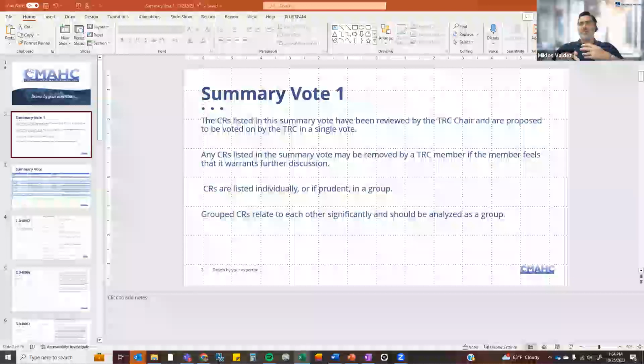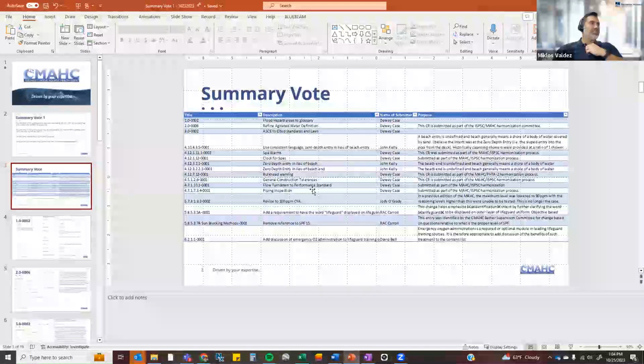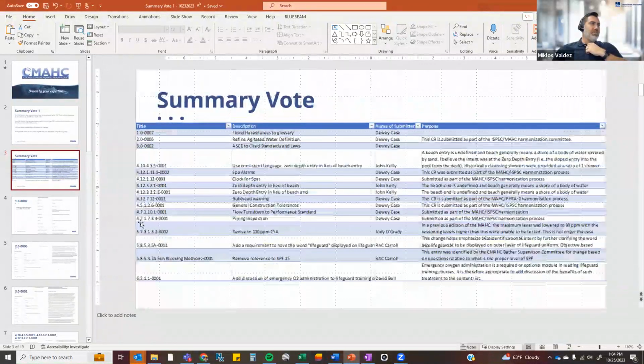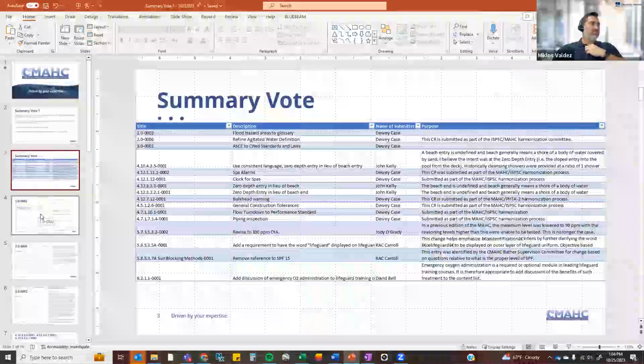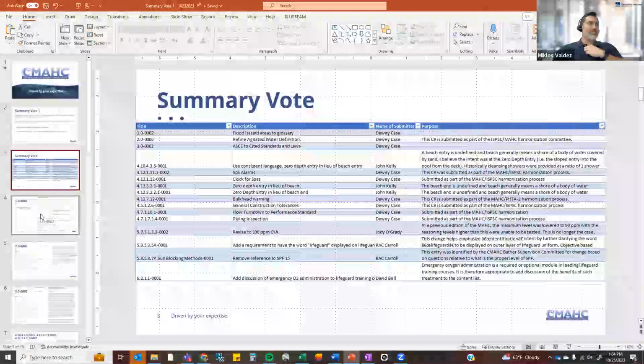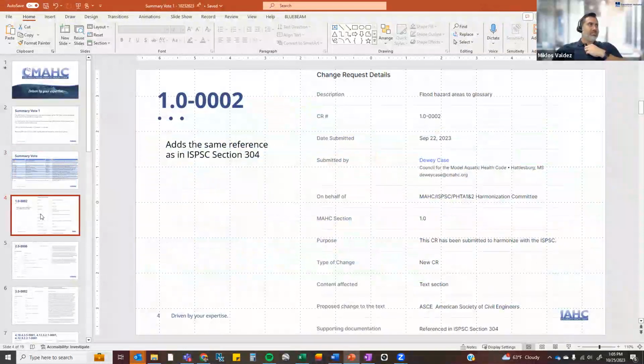So stay tuned. Sarah and I have been working through a lot of it. As you can imagine, there are a lot. We've got just over 200 CRs now in total. So we've got a lot to go through. This is a list of the ones that we're doing a summary vote on today. Most of them should be pretty easy to go through, but if any of them do warrant further conversation, we can pull those.